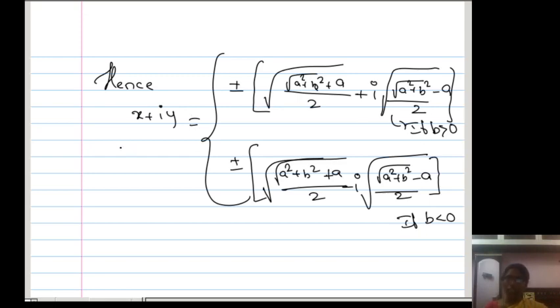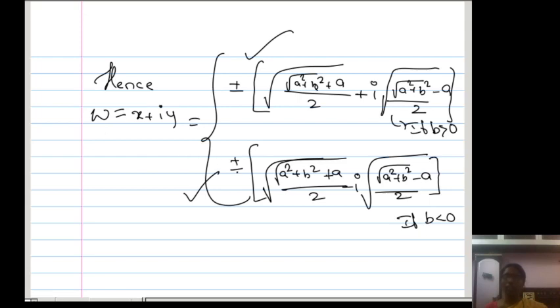Suppose my intention is to find the square root of a plus ib. You can observe the nature of the sign of b there. Suppose if b is positive, you have to apply this formula. If b is negative, you have to apply this formula to find the square root of the given complex number.